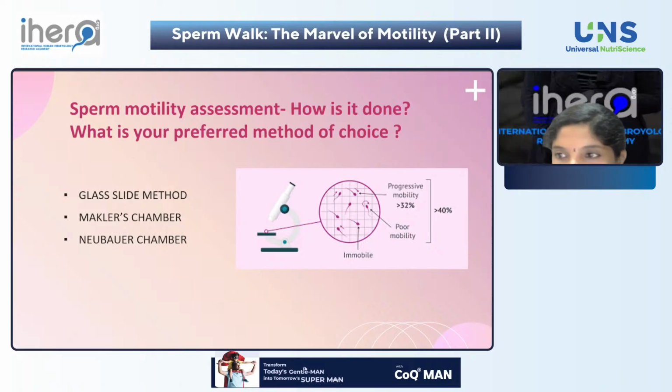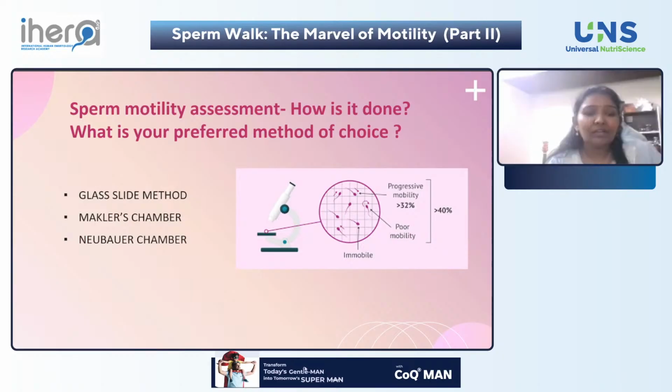We do the same in glass slide methods. We generally count in a Z pattern. Actually, we will take from the top, go this way, and then to the bottom. Likewise, we assess 200 sperms in different fields. We also use a counting scale, and we do this in the glass slide method.